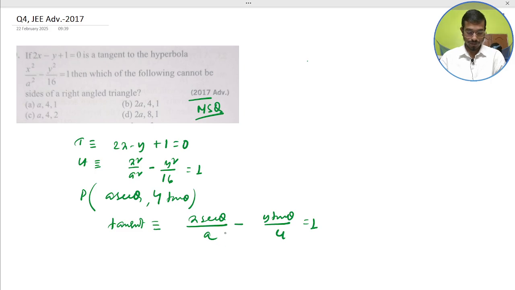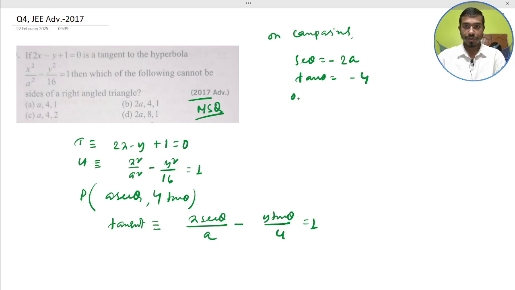Now compare. Okay, comparing. On comparing, you would get the sec theta value as minus 2, and tan theta would become minus 4. So 4a square minus 16 would be 1. You would get the value of a by the quadratic formula, minus b plus minus root of b square minus 4ac by 2a, root 17 by 2. So 2a, that is twice a, would become root 17.